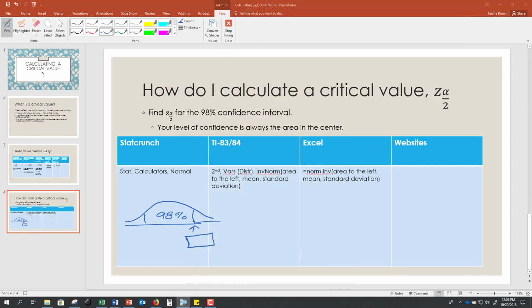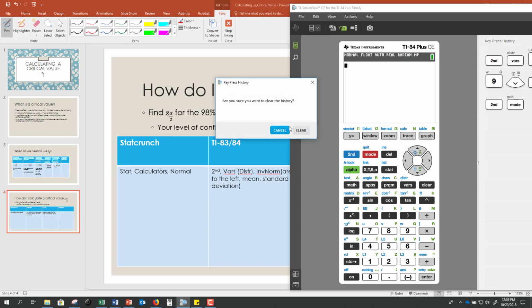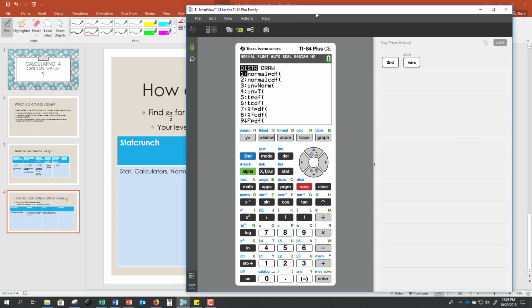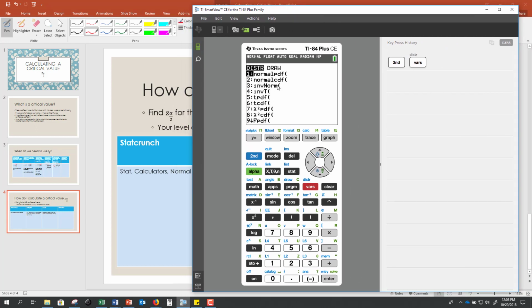If you're a calculator person, where we're going to go is under second and vars, and we want the inverse norm function because z is referring to our normal distribution. So we press second and vars, and then the third option that we want is inverse norm. So here is what your calculator will look like for the new operating system.